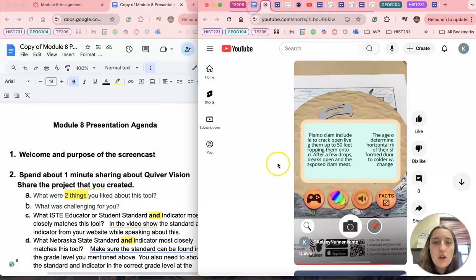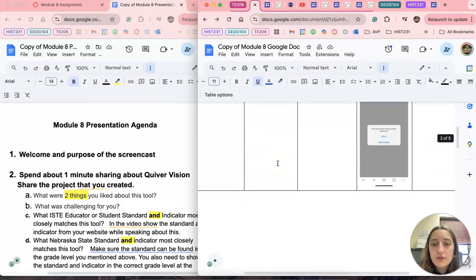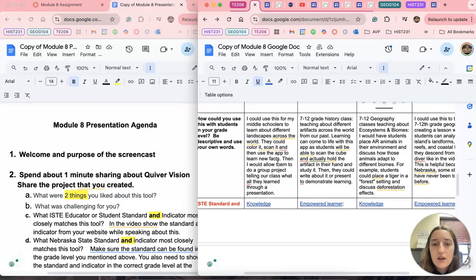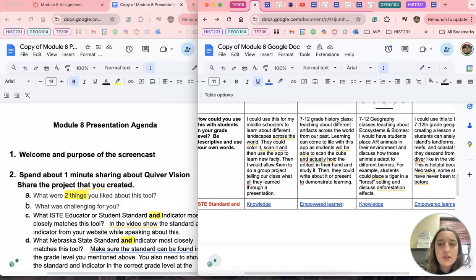Alright, and then with that, the ISTE standard for Quiver Vision. How would I use this in the classroom? I could use this for my middle schoolers to learn about different landscapes across the world. They could color it, scan it, and then use the app to learn new facts. Then I could allow them to do a group project telling the class what they learned through this presentation.